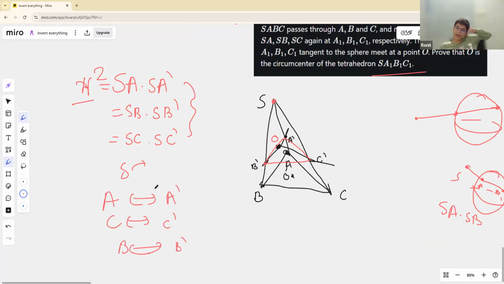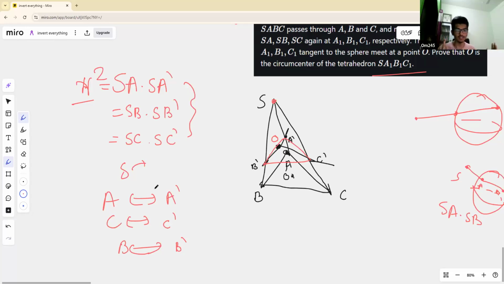What about the circumsphere of S A dash C dash B dash? It will map to the plane ABC, because the sphere passes through S and it should map to the image of the three points. Okay. So now we have a nice inversion.